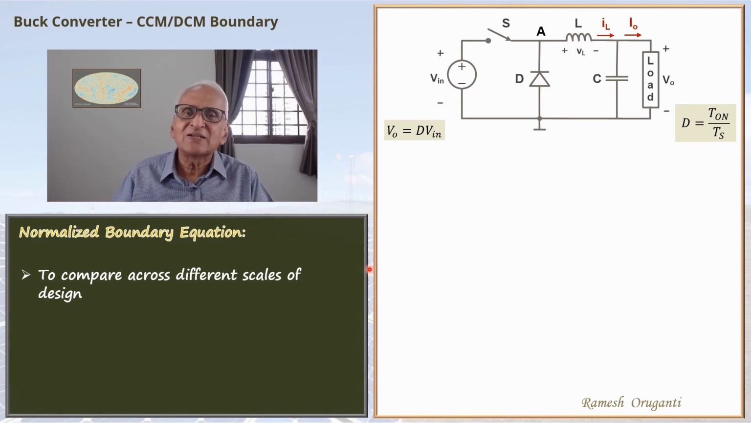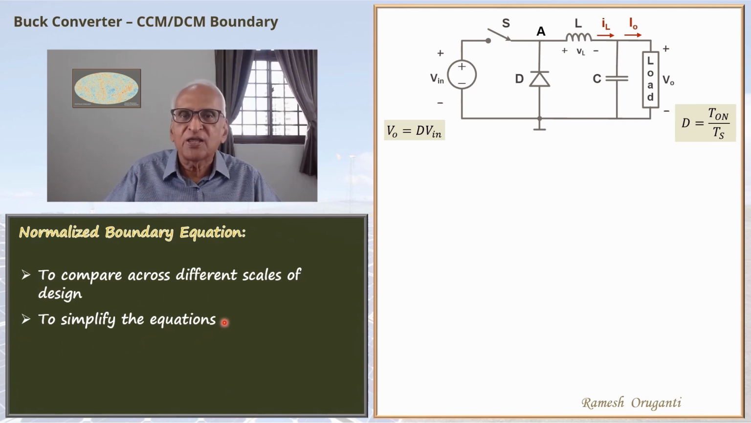Is my inductance relatively large compared to the other person's design? How do we say that? For that, we should have a common basis for comparison across scales of design. So that's a reason why we do the normalization. It allows one to see where in the design space we are. It also simplifies the equations and lumps the parameters together so that the understanding and the plotting of curves becomes simpler.